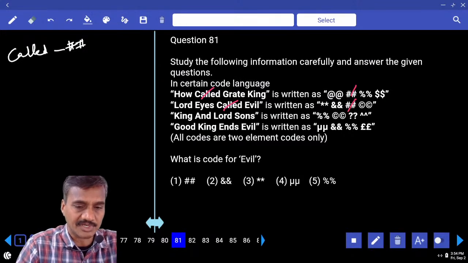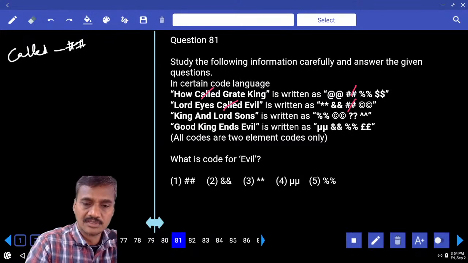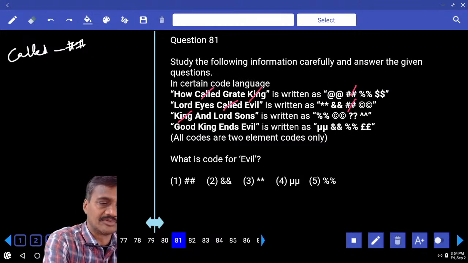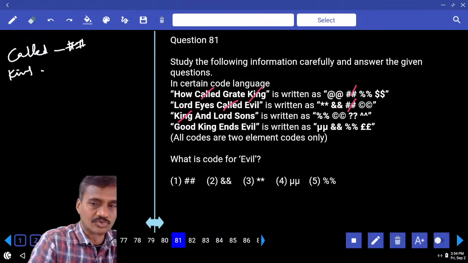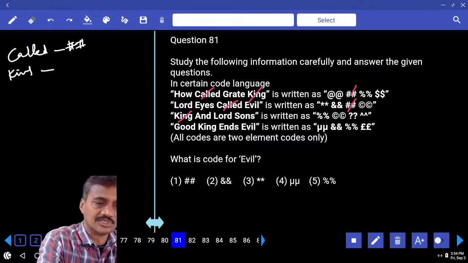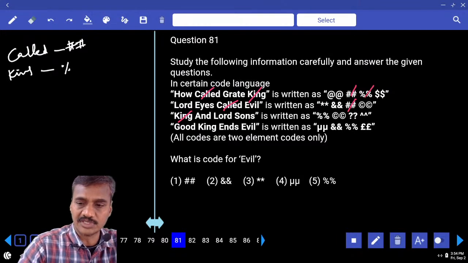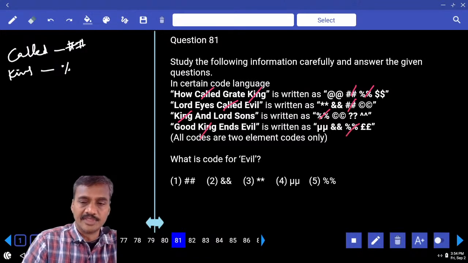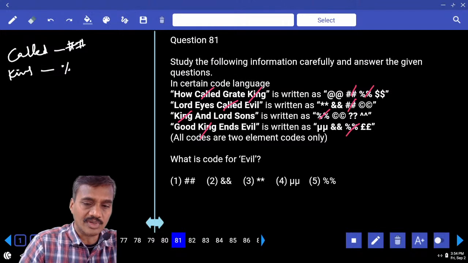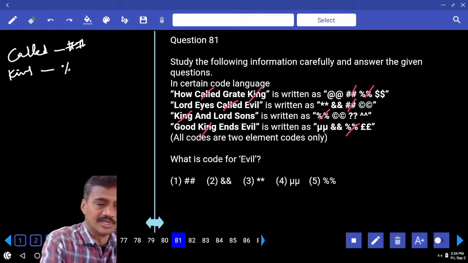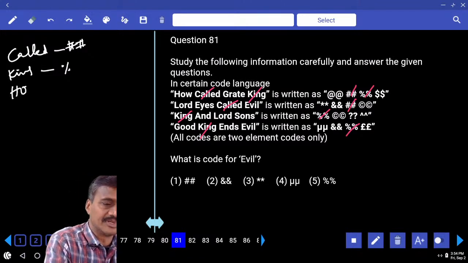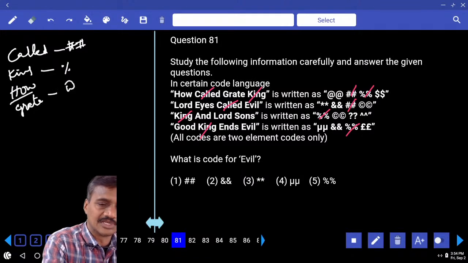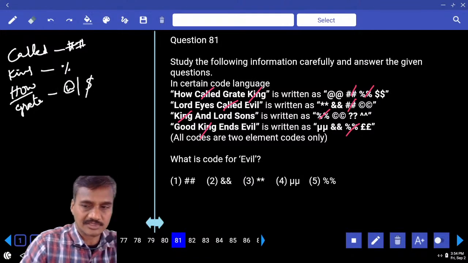And if you compare 1 and 3, "how great king": king is the word common between the first and the third. And the code that is common between these two is percentage. King is percentage. Then if you compare 1 and 4, "how and great": these two words were not repeated anywhere else, and the code for these two cannot be identified. The codes are either at the rate of or dollar, in any order.